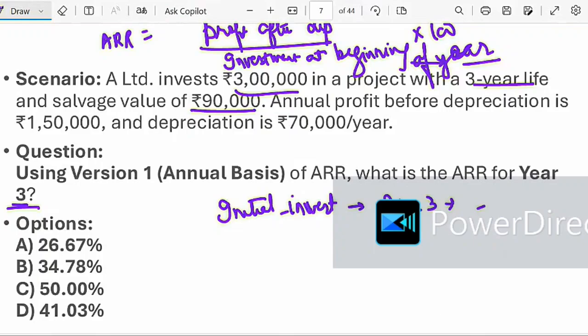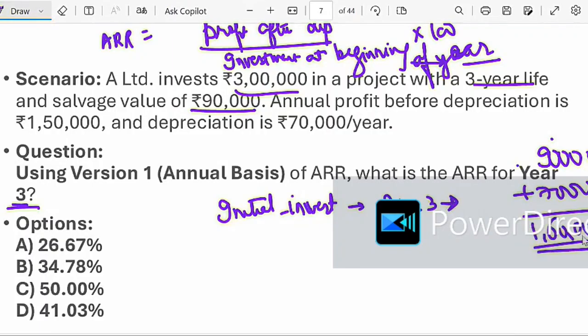So let me explain. See, very easy. Initial investment was 3 lakh, right? After 1 year, it is a straight line method, so it gets depreciated. So one way you can think of it like this: total years is how much? 3 years, right? And what is the salvage value? Salvage value is 90,000. So just add 90,000 plus 70,000. This is the initial investment at the beginning of year number 3, which is how much? 1,60,000. Right? Is it clear or not?